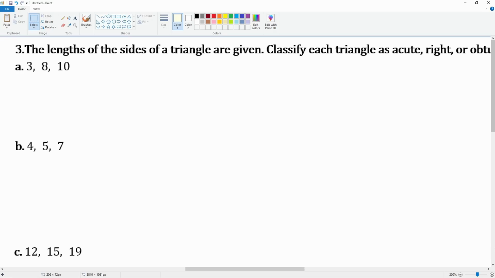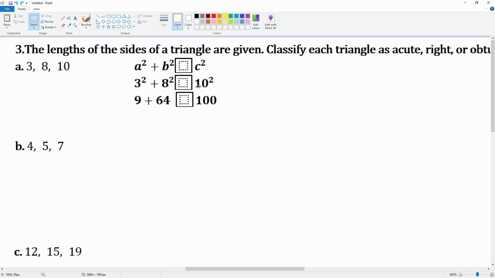Here we have question number 3. We're going to classify each triangle as acute, right, or obtuse. The way you approach this is to use the converse of the Pythagorean theorem. You don't know if a squared plus b squared is equal to, less than, or greater than c squared. We're just plugging in the values. Notice c still belongs to the longest side.